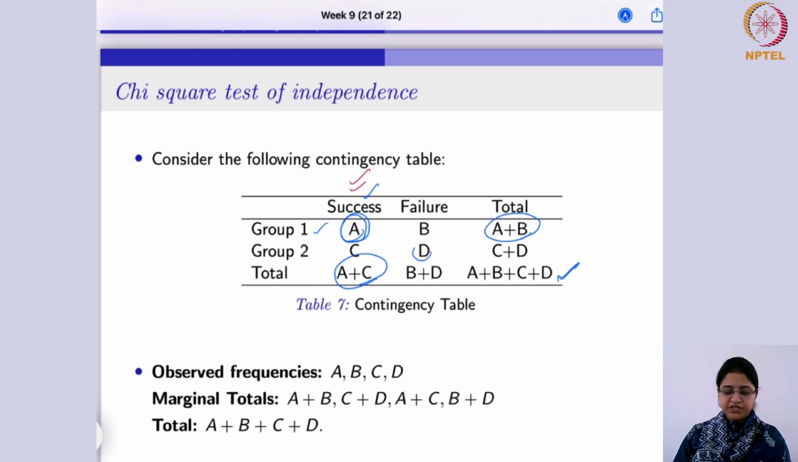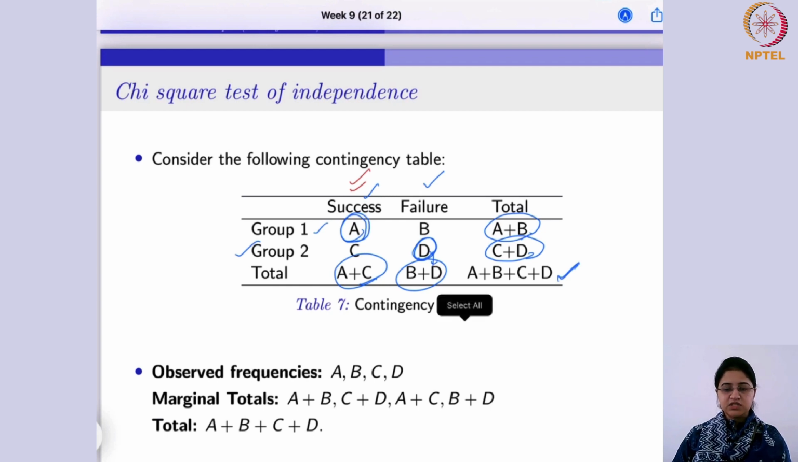If I am interested in D, in this cell, which corresponds to this level, failure and group 2, what I will do is look across this. This is the column total for D and this is the row total. So you will multiply these two and divide by the total in order to get the expected frequency for this.